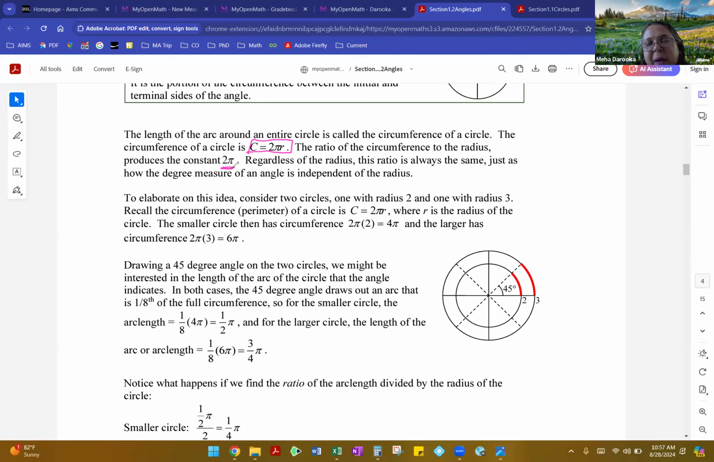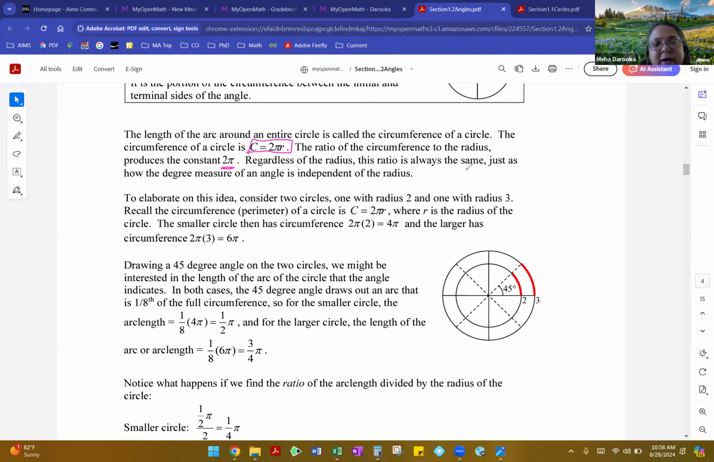And of course, with pi, we go with the 3.14 and then all of those millions of digits after that. So it's still going to be a constant number and r is going to be the variable in this case. So regardless of the radius size, this ratio of the 2 pi is always going to be the same, just like we work with degrees. Degrees is not based on the radius of a circle. So that idea still stays the same.